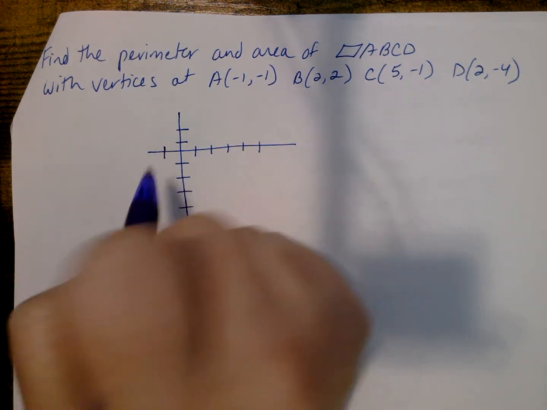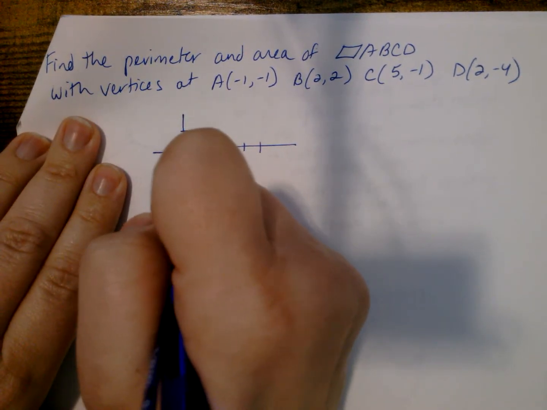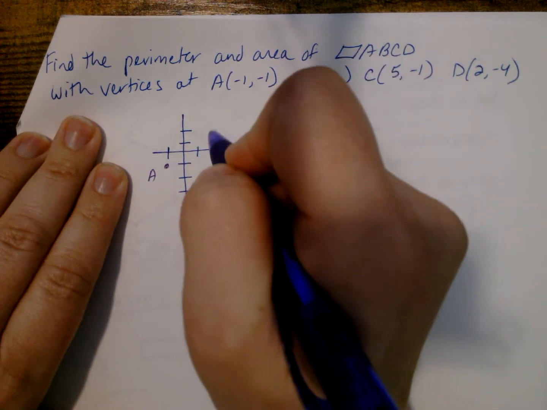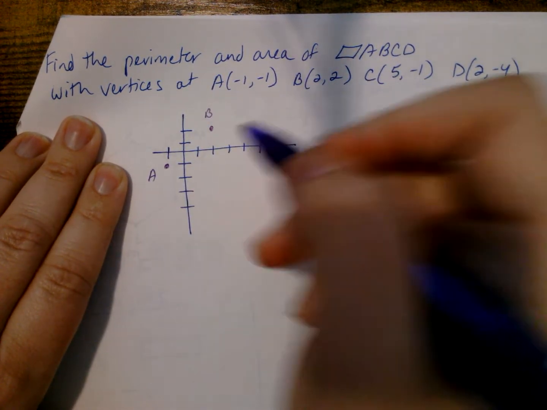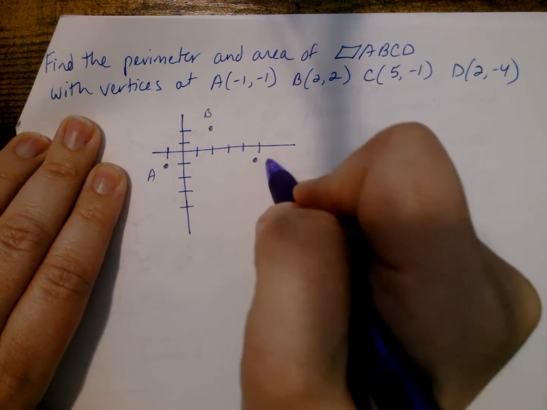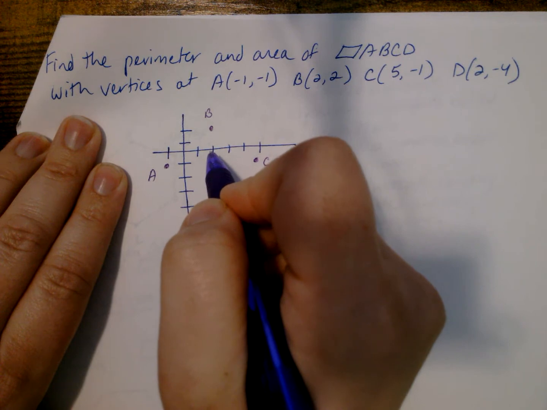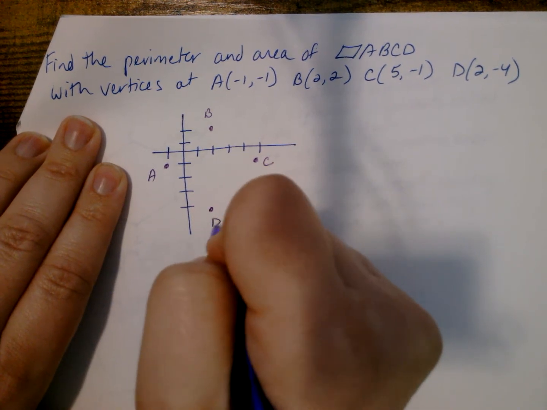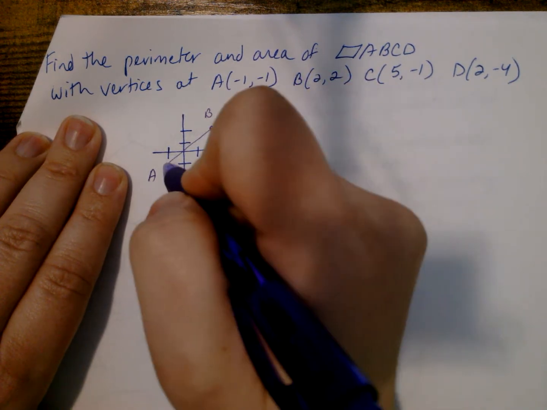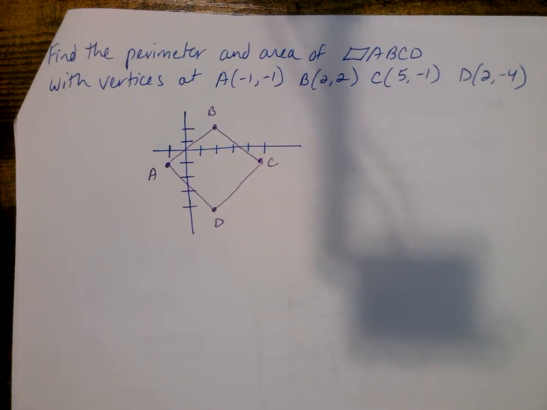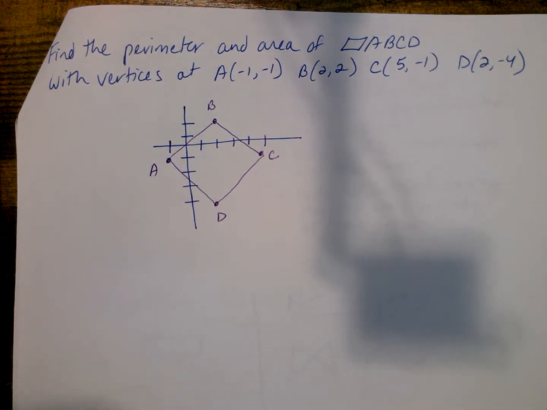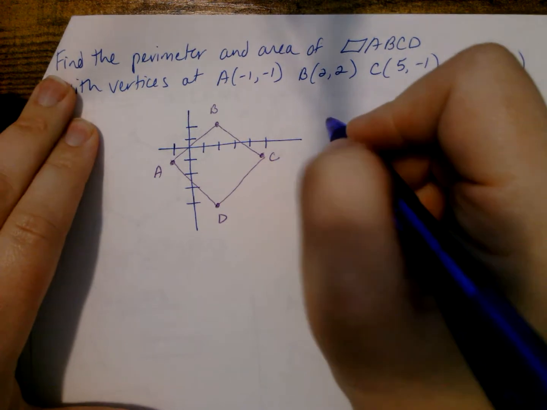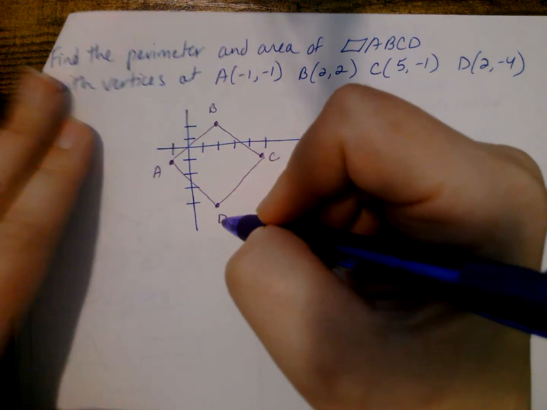So I'm going to plot these points and label (-1, -1), A. B is at (2, 2). C is at (5, -1). And D is at (2, -4). And I'm going to draw my little figure here. Now, you are asked to find the perimeter and the area. Well, to find the perimeter and the area, we would have to use a distance formula. Okay, so the perimeter needs to know each of these distances.